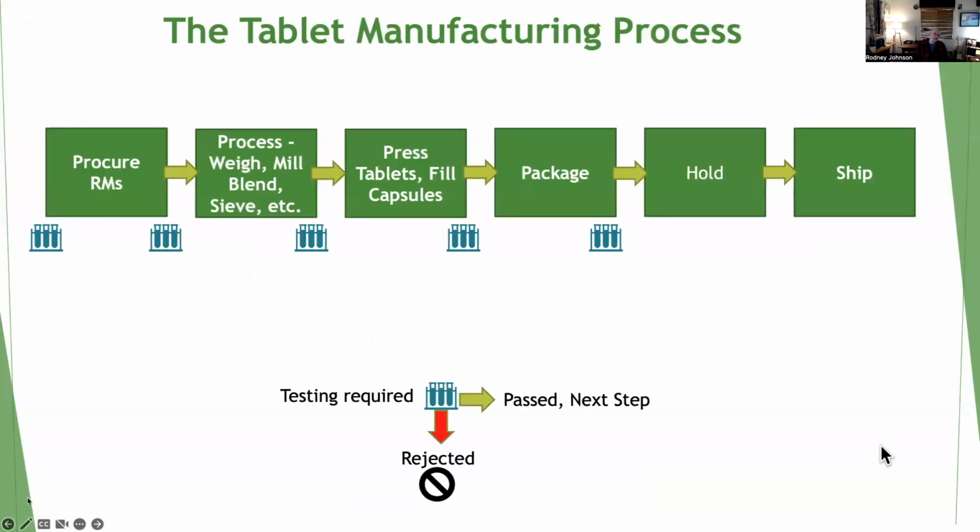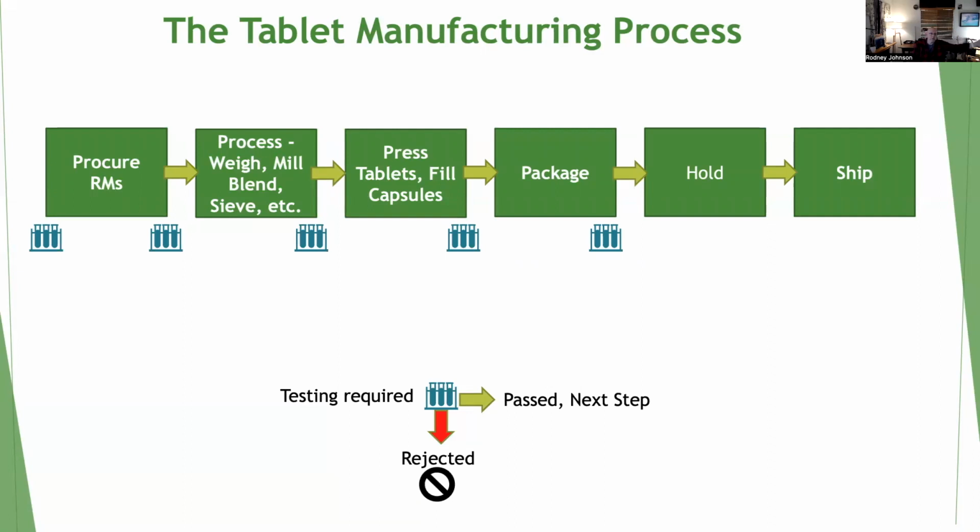So this is an overview of the tablet manufacturing process. I'm going to use tablets as an example. You could substitute process, weigh and mill, and press tablets with mix and food bar manufacture, or different types of what are called unit operations in here, and the manufacturing process would be very similar. But the bottom line is that as you go through the development or the manufacturing process, there have to be tests done as you go.